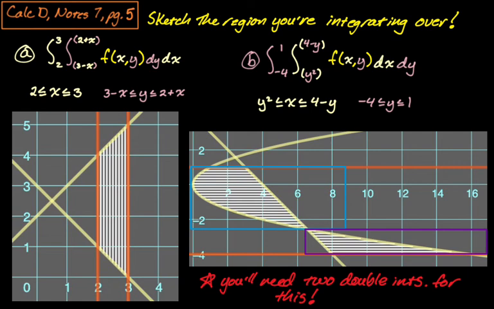Because you start out and initially you have the parabola and the line. And then at around 8, you're going to switch from the parabola being on top and the line being on the bottom to the parabola being on the top and y equals -4 being on the bottom. It's not vertically simple.